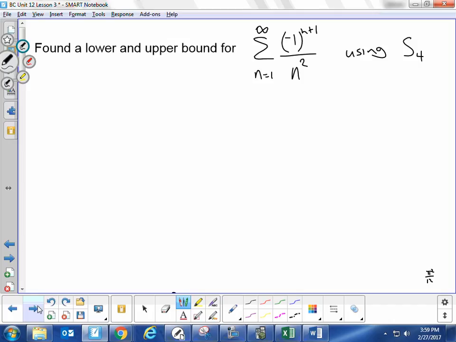So let's take a situation like this. We're going to find a lower and upper bound for this sum using our fourth partial sum. So S sub 4 would mean the fourth partial sum. I need to figure out what this is, and I'll plug in 1, 2, 3, 4. 1 minus 1/4 plus 1/9 minus 1/16. And I need to figure out what that is.